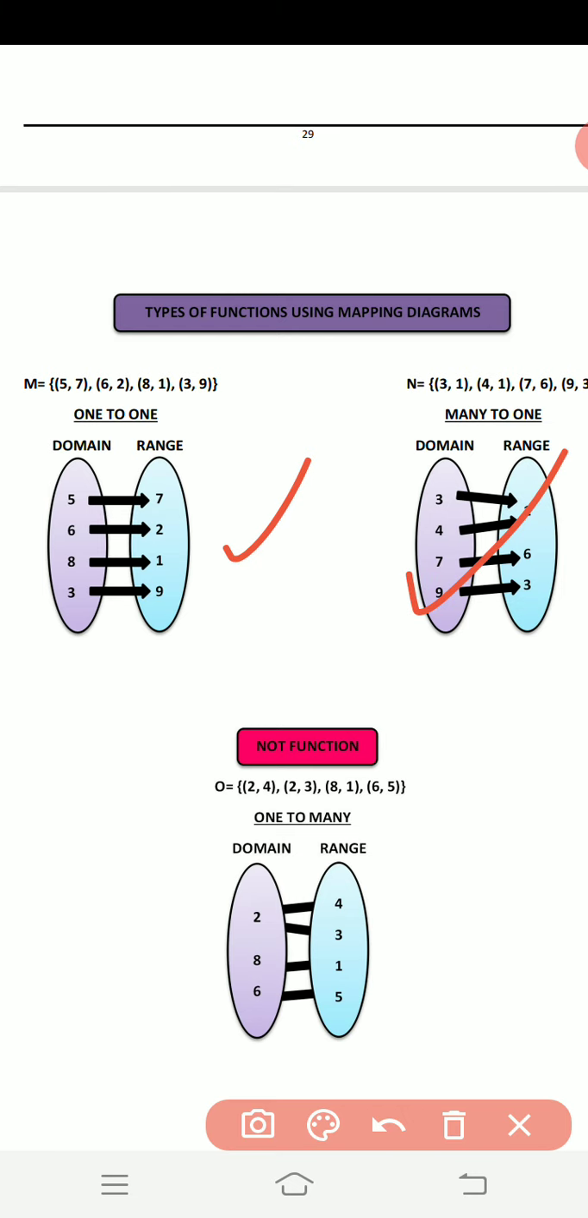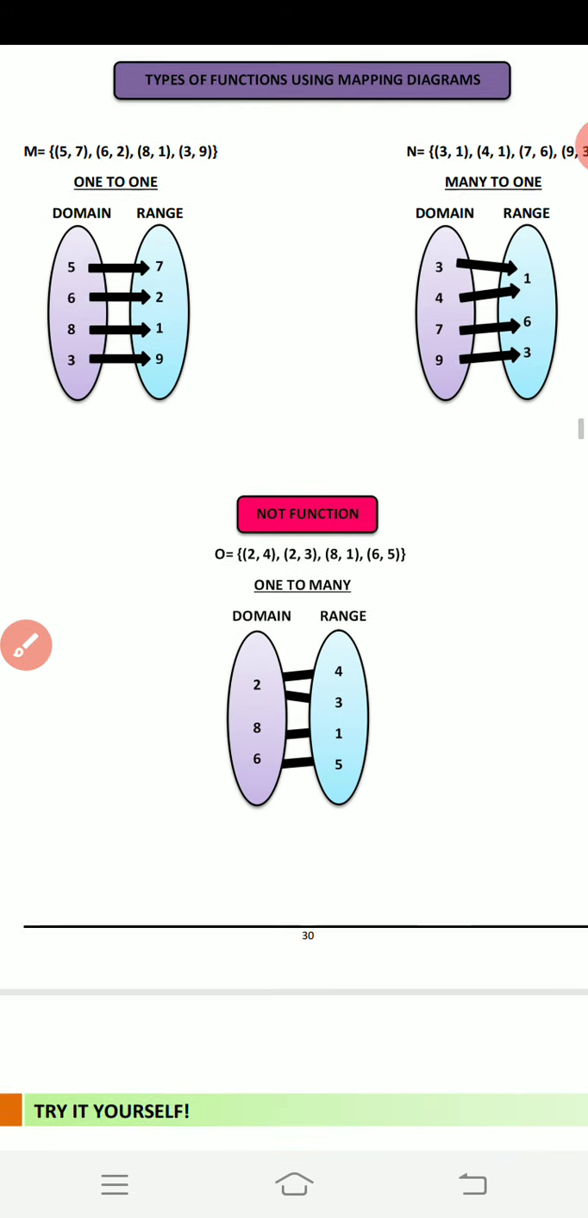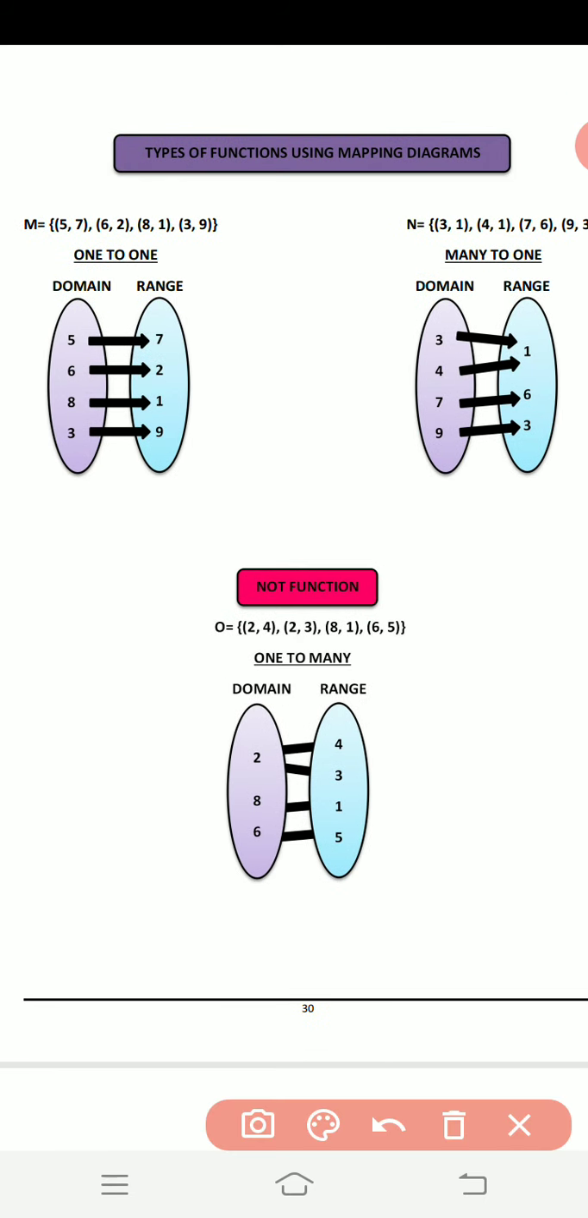Kailan hindi nagiging function? Kapag 1 to many at many to many. Actually dapat may many to many pa to. Hindi lang nasama. Yan. Hindi siya naging function kapag yung isa ay nagmap doon sa dalawang y. Pag isa lang, may pinili ka ng isa lang. Huwag yung dalawa-dalawa. Para hindi maubusan yung iba. Charot. So, yun.